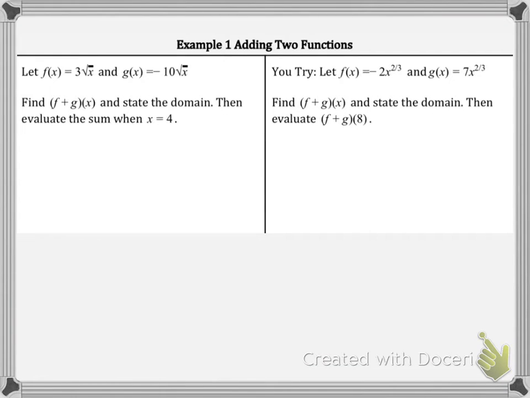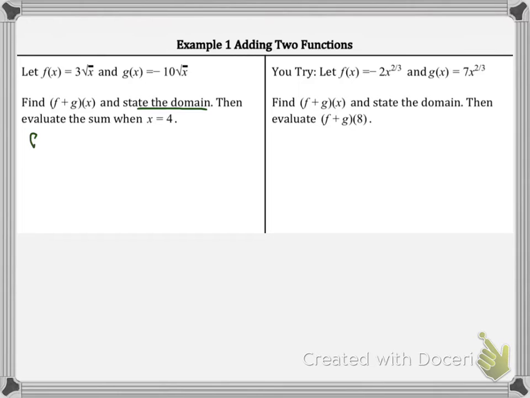So let's just practice more of these, adding two functions together. So let f of x equals 3 root x and g of x equals negative 10 root x. We're going to find f plus g of x and state the domain. Then we're going to evaluate the sum when x equals 4. So we're just looking at the domain. We're not looking at range.